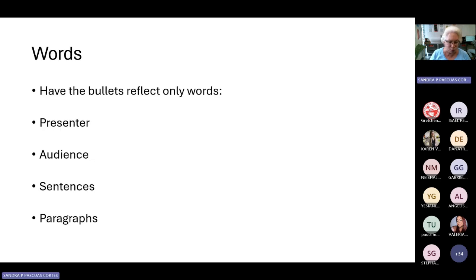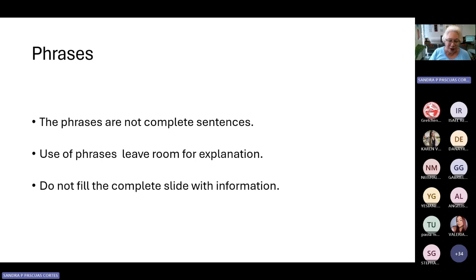Phrases. Now, as you see, the phrases are not complete sentences. And when you use a phrase, you leave room for the explanation. You leave room because, remember, you always want to present the information, not the PowerPoint presenting the information, because you are the show. You, not the presentation, you.